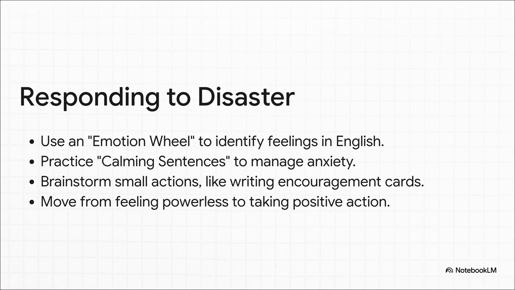So in the wake of that terrible flood, students felt completely overwhelmed. The lesson wasn't just about reading the news. They actually used something called an emotion wheel to put English words to their complex feelings, like worried, powerless, sad. Then they practiced calming sentences, things like, "It's okay, I cannot be there. I can still care in my own way." And here's the crucial part. This whole process guided them from feeling totally powerless to taking small but real positive actions, like writing cards of encouragement.